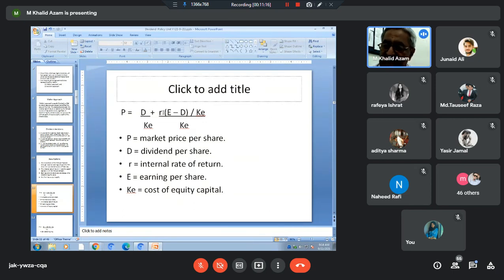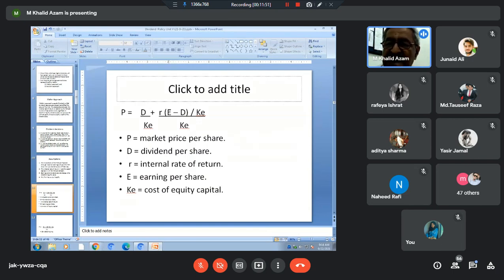So what is the money? Out of earning, whatever is remaining after that. So earning per share, EPS, minus dividend per share, DPS. Earning per share has been denoted as E, and this is D, the dividend per share. It is the per share value, because we are calculating the value of one equity. So earning per share minus dividend per share, this is your retained earning.